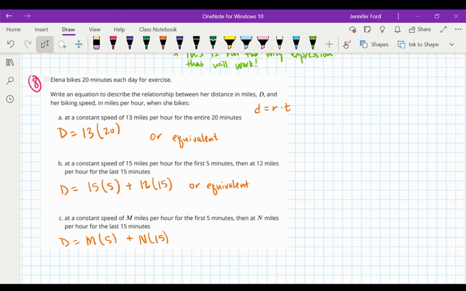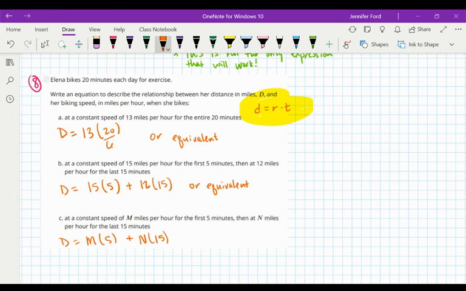And the last question, this is a distance is rate times time situation. This is a really common relationship that you're going to see a lot. You're going to see it a lot in physics. You're going to see it a lot in math. So part A, if we know rate and time, D is 13 times 20 or equivalent. For example, if you multiplied that out, if you got D equals 260, that would be fine. 260 miles. Wait. Nope. 20 minutes.